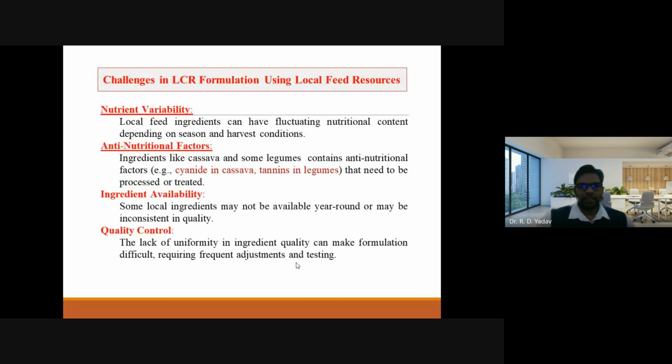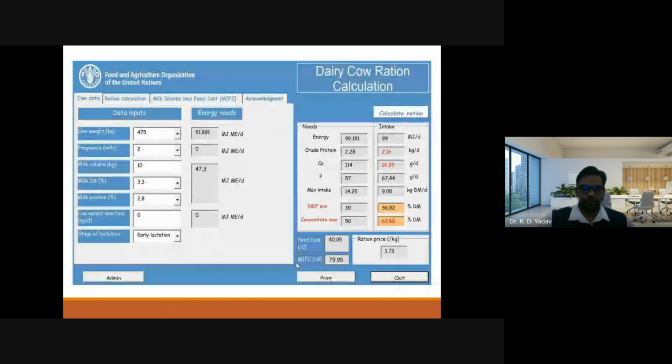And other challenges are like the presence of intentional factors. I have already discussed that when we use non-conventional feed resources, so many intentional factors are there, so we have to consider them also, and their availability, then quality control, and nutrient availability in terms of carbohydrate, fat, protein, and mineral. So many variations are there in non-conventional feed resources.